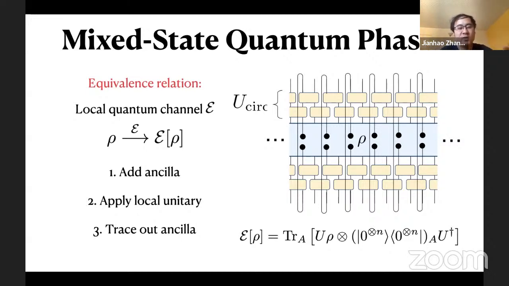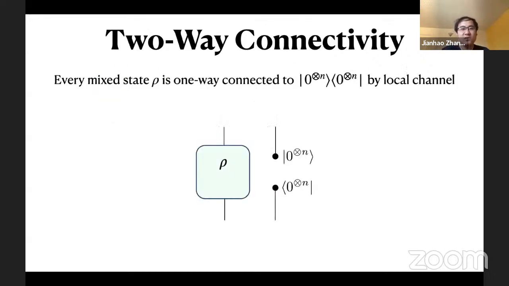So then the final step of defining a quantum channel is that we trace out the ancillary degrees of freedom. These three main steps give a formal definition of a local quantum channel that generates the dynamics in the open quantum system in the most generic way.